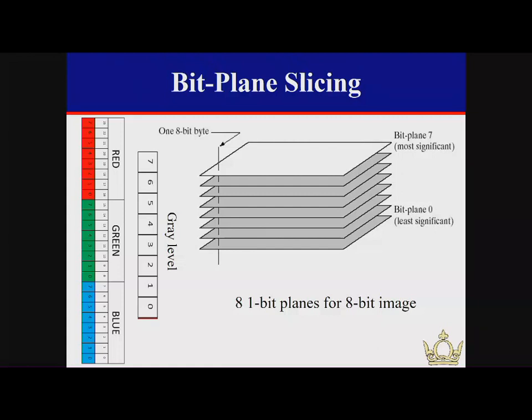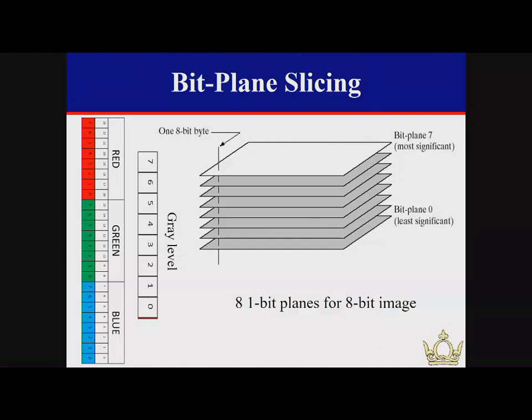If we take all the bit 7, or all the bit 0, we have a slice of all the pixel values. For example, if I take bit 3 of all the pixel values, we have a binary image, a slice of bit 3 for all the pixels. If I take slices plane by plane for an 8-bit image, we have 8 bit planes. For a red, green, blue 24-bit image, every color has 8 bits, so we can still have 24 bit planes for all the pixel values.